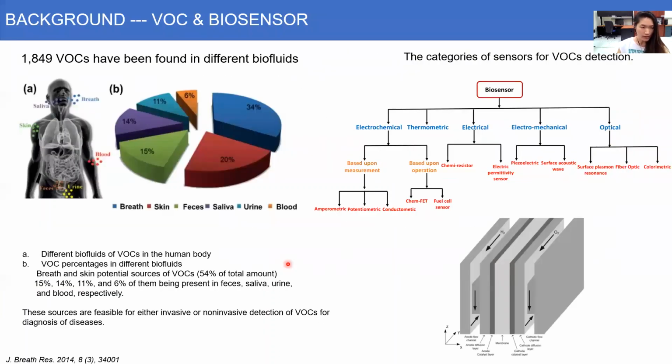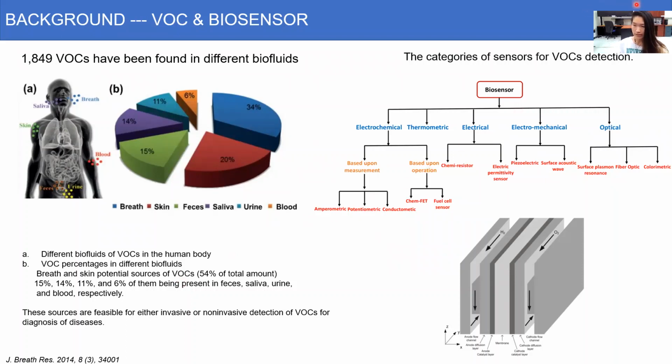It has been reported there are more than 1,800 types of volatile organic compounds found in different biofluids. Breath and skin, potential sources of volatile organic compounds, account for about 54% of the total amount. These sources are viable for either invasive or non-invasive detection of VOCs for diagnosis of disease.